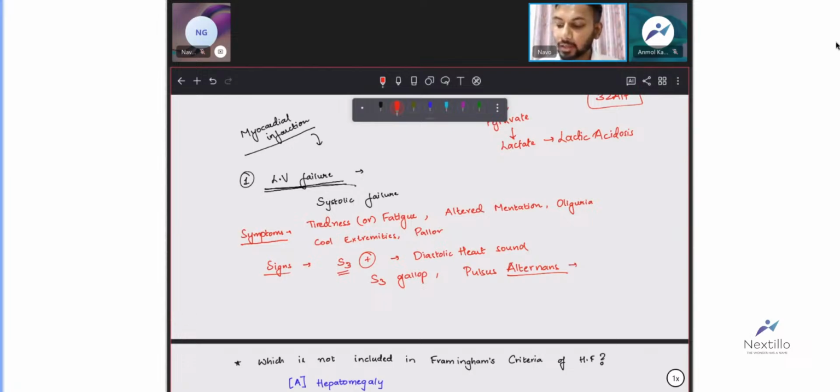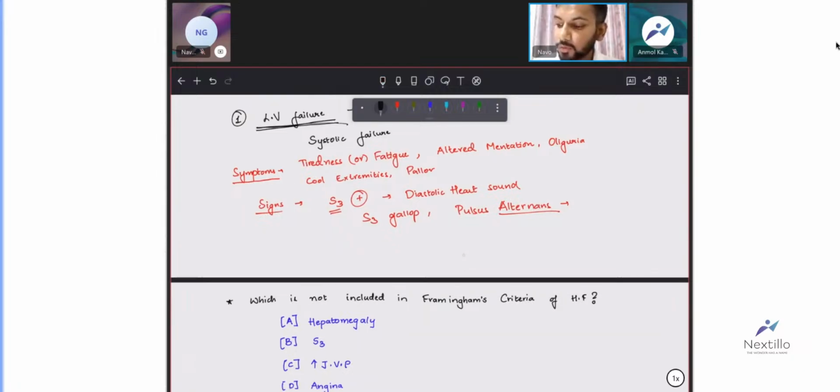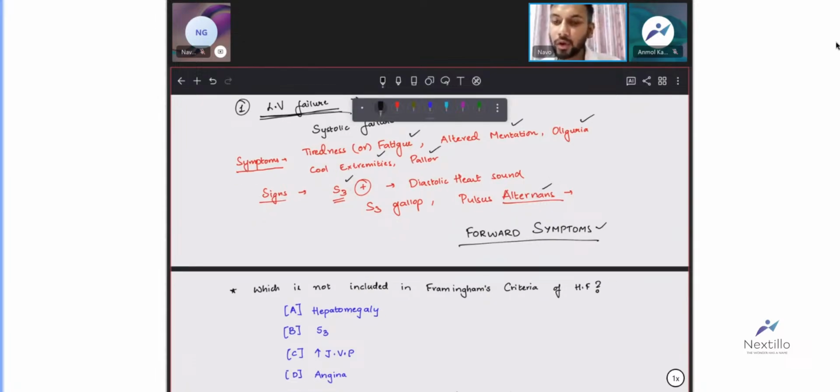So these are the LV failure symptoms, and these are also known as what? Forward symptoms. Why forward symptoms? Because the blood is not going forward. That is why these are known as forward symptoms. So whenever there is a failure of LV, if it is a systolic failure, it will cause forward symptoms. What are the forward symptoms? It is fatigue, altered mentation, oliguria, pallor, cool extremities, and S3 and pulsus alternans.